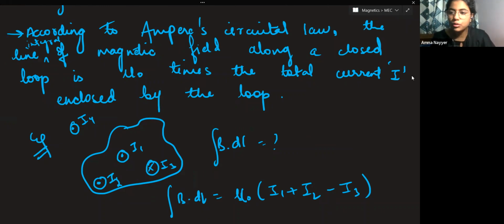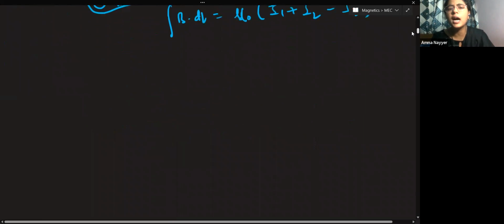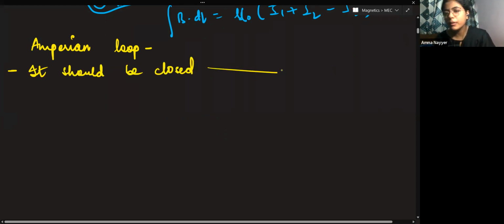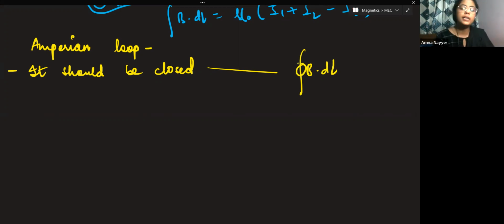Now, what are the steps to choose an Amperian loop? Basically, how should an Amperian loop look, or what are the conditions or properties of an Amperian loop? First one is that it should be closed. Closed, why? Because we are performing this line integral of magnetic field. For calculation of the line integral of magnetic field, the Amperian loop has to be closed.